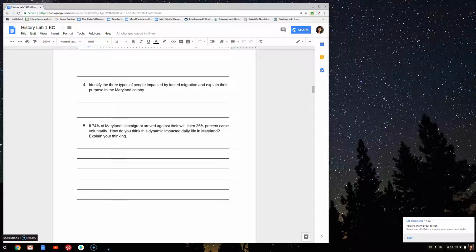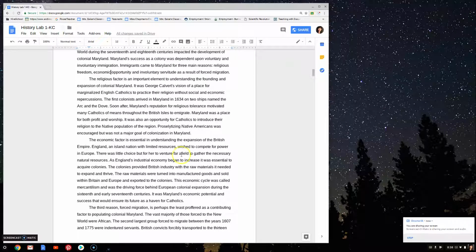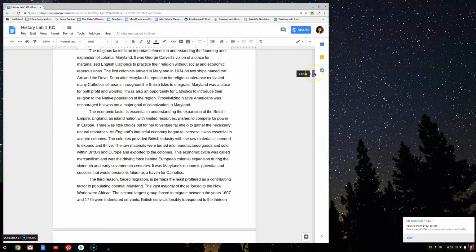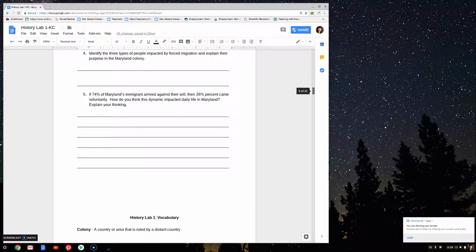So if 75% roughly of the population is there and unhappy, what do you think those interpersonal exchanges are going to be like? What is life going to be like in Maryland for that 75%? And how is it going to impact how that 25% feel? So again, 74% arrive because they don't want to, 26 arrive because they want to. How does that dynamic have an impact here? And I want to know what you're thinking. There's more space. I want to know more about your thoughts.